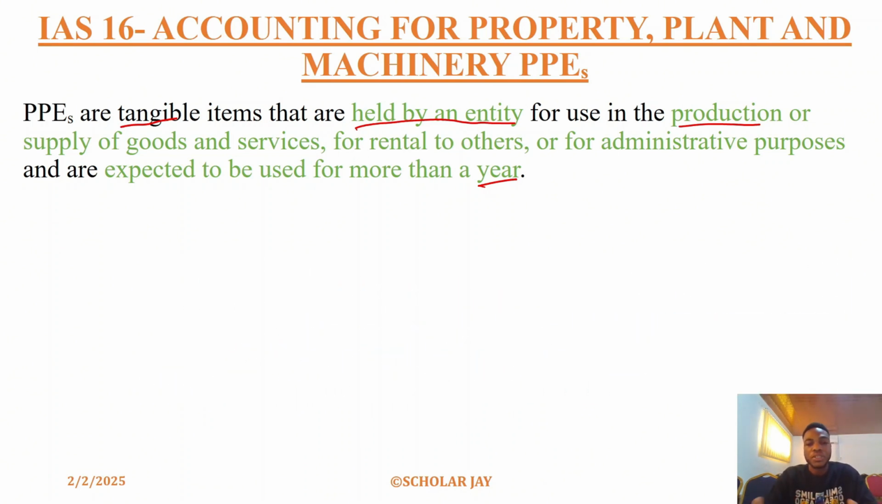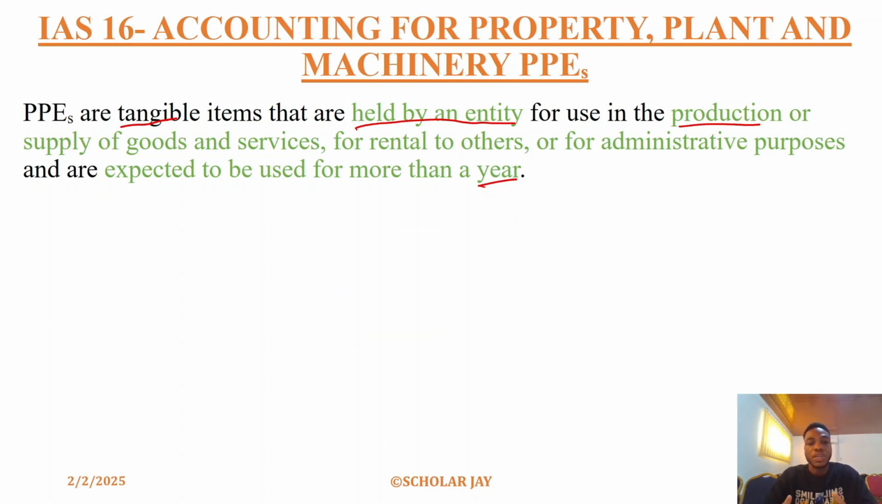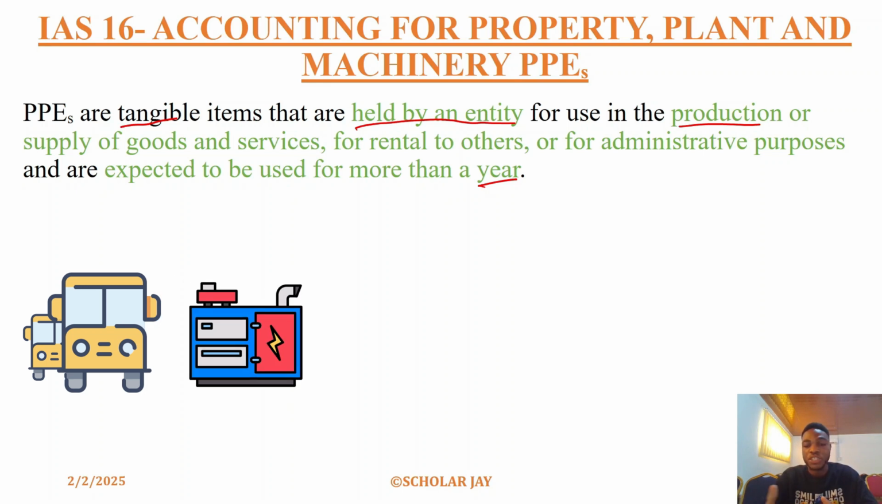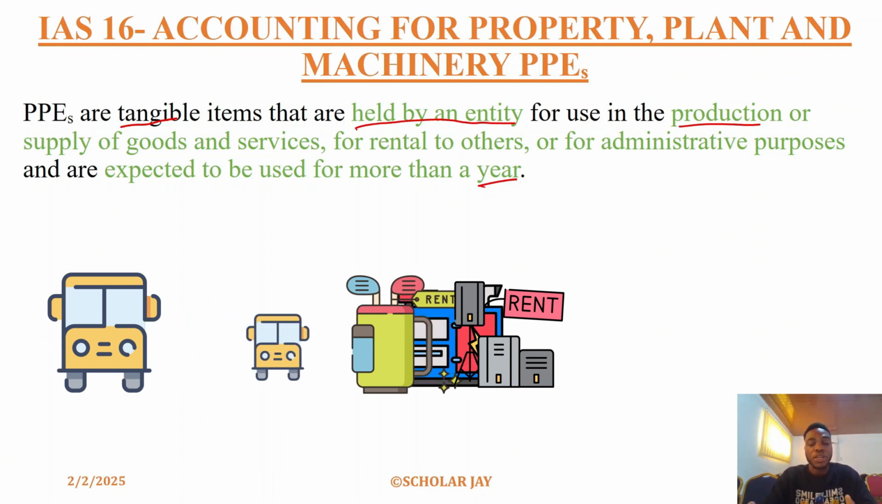Now, for rental to others. When you talk about rental to others, you are not talking about buildings, okay? When buildings are used as rental to others, it's more under IAS 40, okay? But when you talk about this rental to others, you are basically focusing on vehicles, and then other machineries, machineries and equipment. So that is what the focus should be on. So if you have these items that you can give out for rent to other people to use, it can also be classified as PPE.